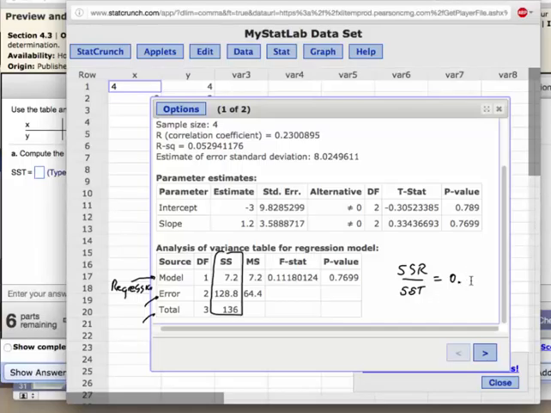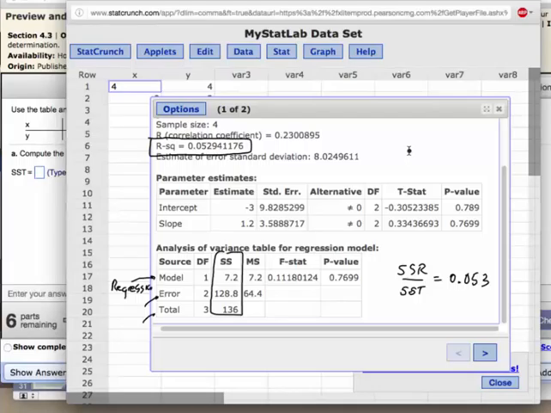0.053. And now look at this. So they already gave that to us up there too. Okay, R squared is 0.053. But it's good to know where it came from, right? We know and understand what it means.